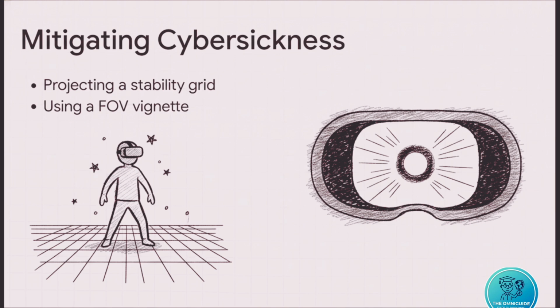Because there's no real concept of up or down in space, Cosmos Scout fights cybersickness with two really clever tricks. First, to stop you from losing your balance, they project an artificial stability grid on the floor. Second, to fix that dizzying illusion of self-motion, which is called vection, they use a vignette to artificially narrow your field of view during high-speed travel. It basically tricks your inner ear into staying perfectly calm.